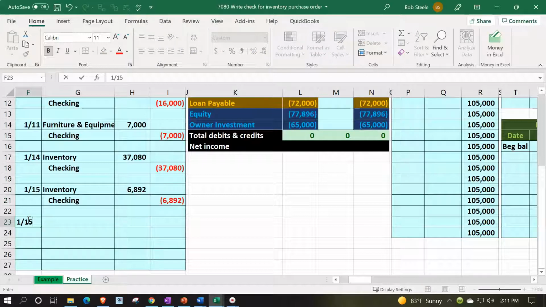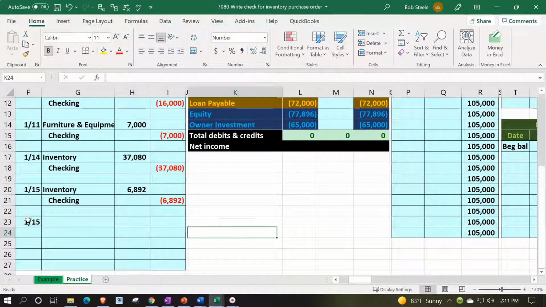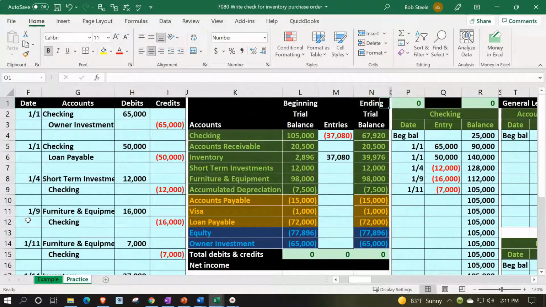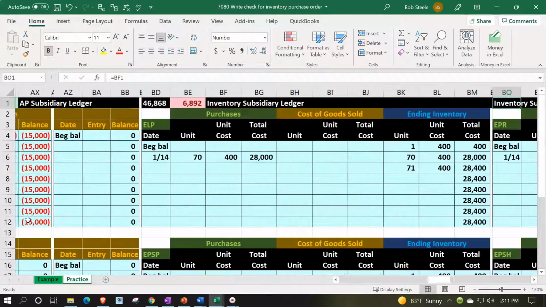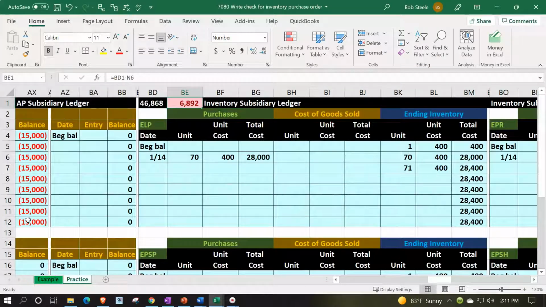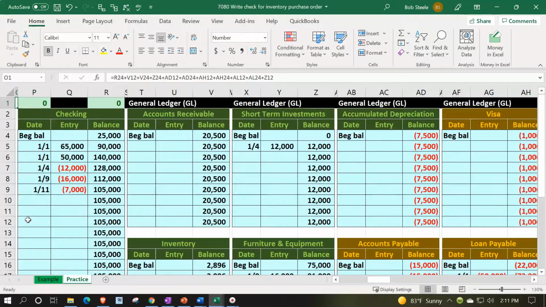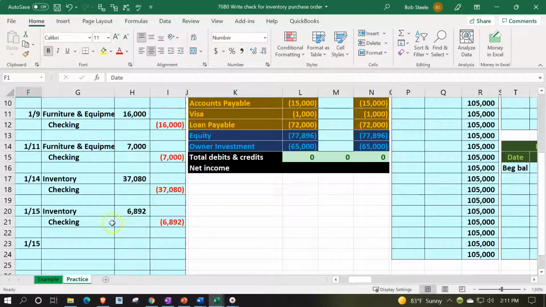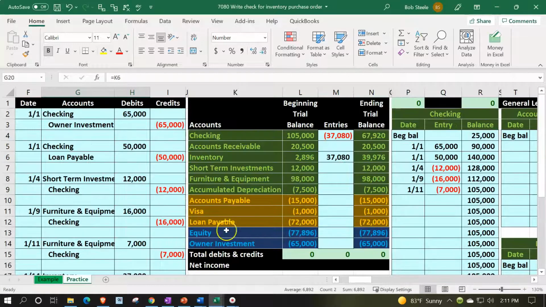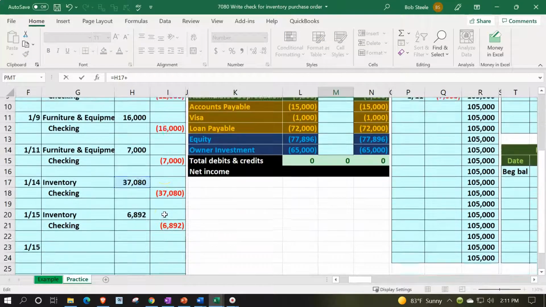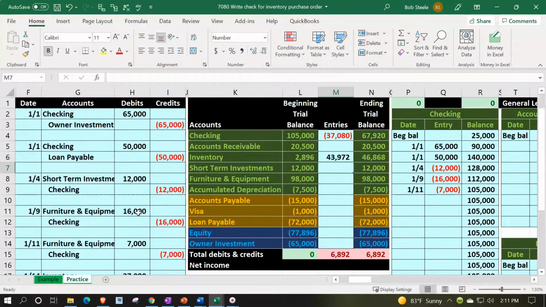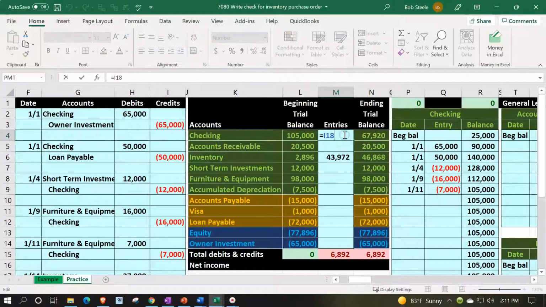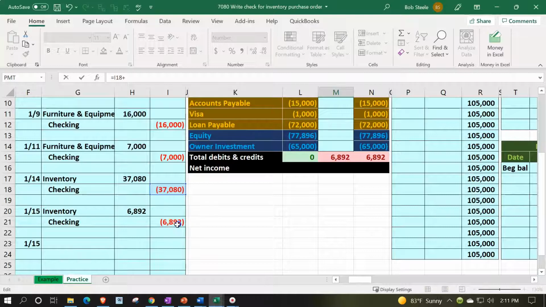So let's do it. This one also happened on 115. This one will be an easy one, I promise. Hey, we're not back in balance yet. Hold on a second. So 6,892. If I go back over, I didn't post it. So let's post this one, and then we'll post to the GL later. This is inventory up top. So double clicking on it, plus picking up that inventory, and then the checking account up top, double clicking on it, plus picking up the checking account.